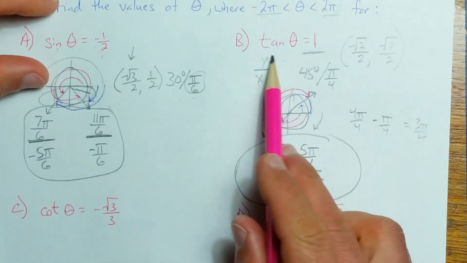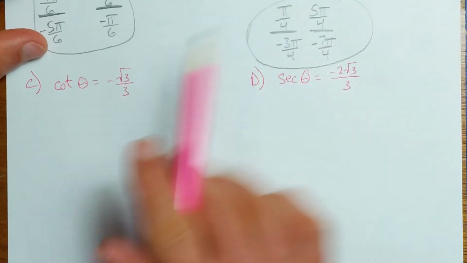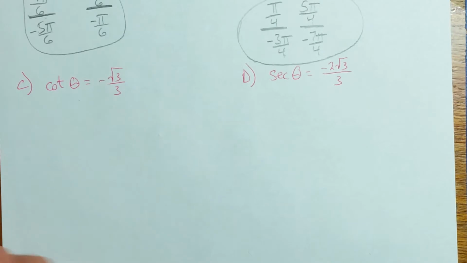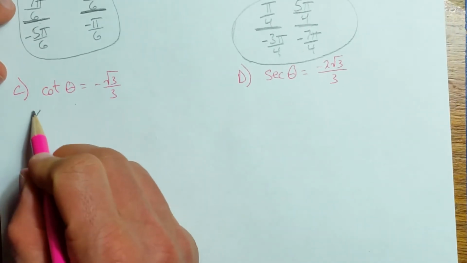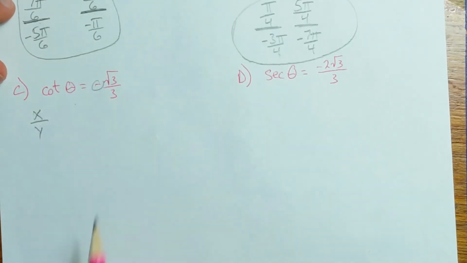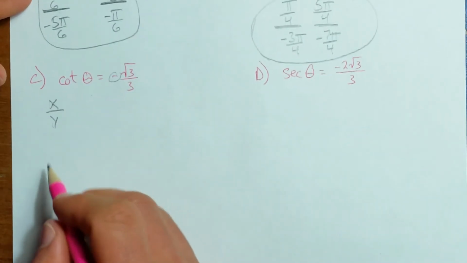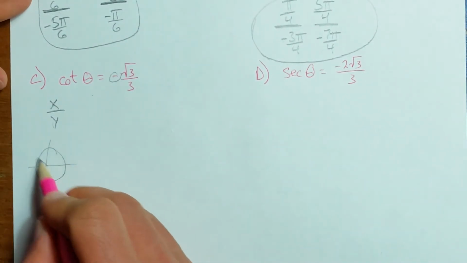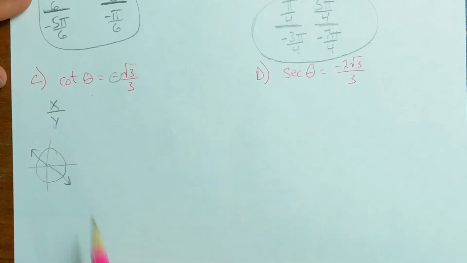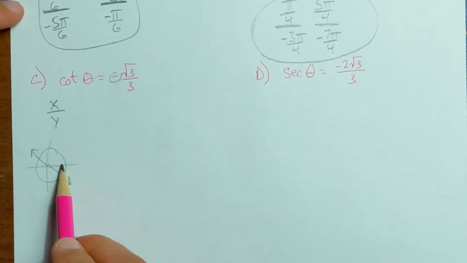Alright, kind of like letter B was a little bit tricky and you had to think of the points. Same thing's going to happen with this letter C. It's asking for the cotangent, which means it's x divided by y. Now notice it's negative. That means one of these two is negative, so if you think about where you're at, it has to be in the second and fourth quadrants. I need a positive x, negative y, or negative x, positive y.